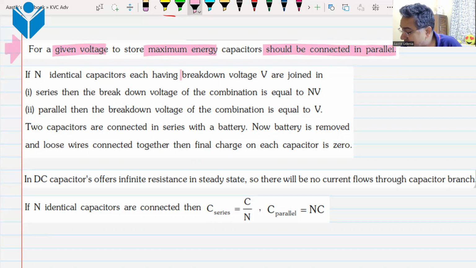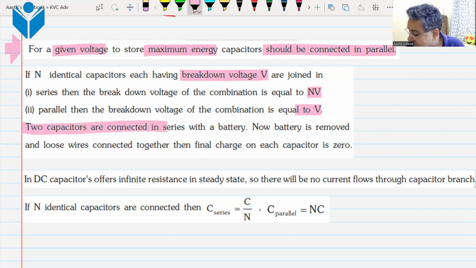I've seen a question on breakdown voltage. What do you mean by breakdown voltage? This is the maximum voltage a capacitor can sustain. Now, if you have N capacitors connected in series, each with a breakdown voltage of V volt, the breakdown voltage of the combination becomes N times V. So, if you want to make the breakdown voltage of the combination more, you connect them in series. If you want to keep it the same, you connect the capacitors in parallel. Do we understand this? Yes, sir.